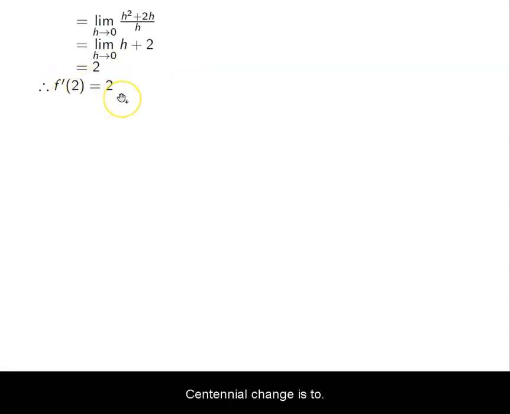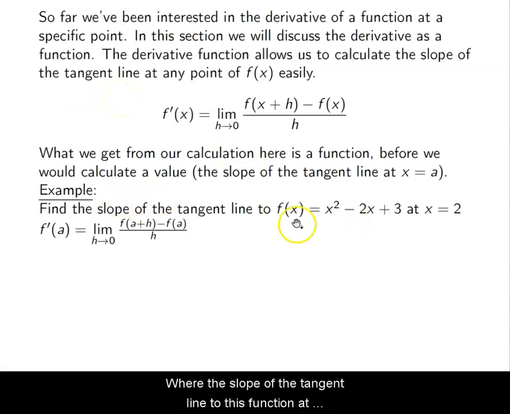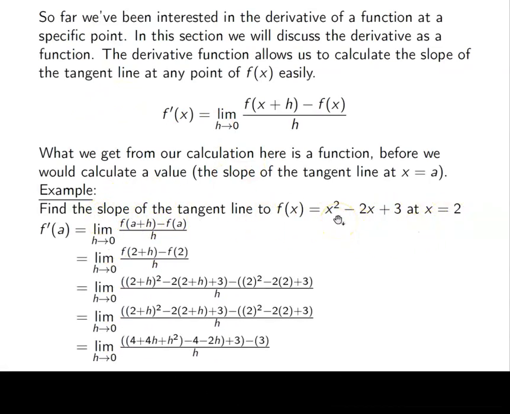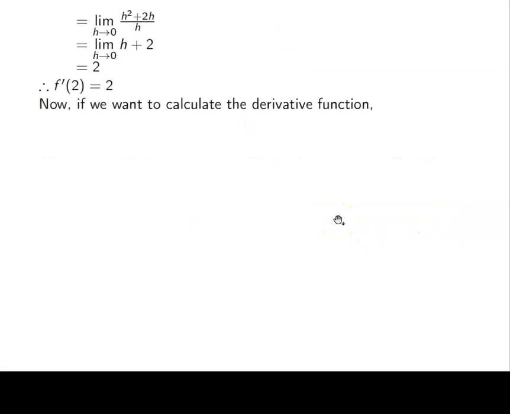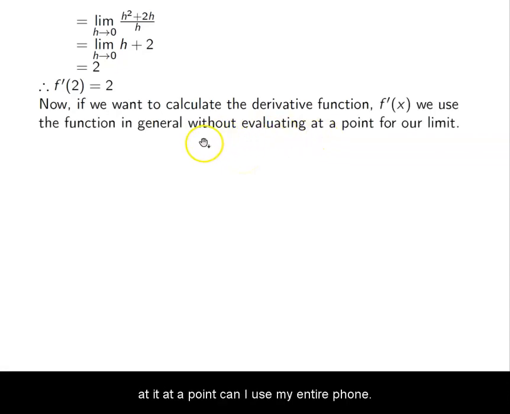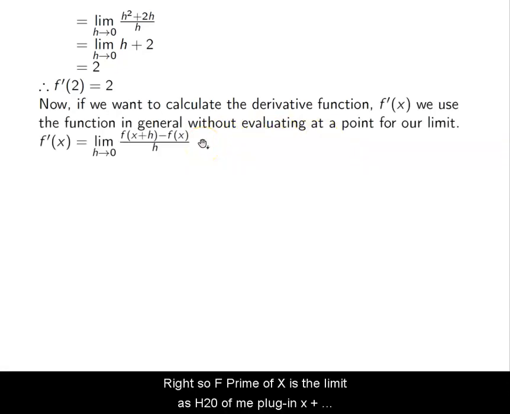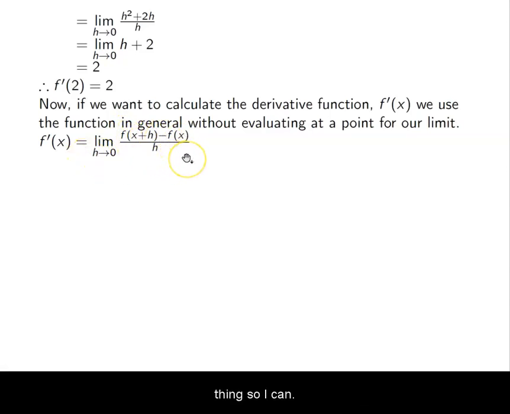The instantaneous rate of change is 2, or the slope of the tangent line to this function at 2 is the slope of 2. Okay. Now, if I want to do this as a function and not just looking at it at a point, I use my entire function, right? So f prime of x is the limit as h goes to 0 of me plugging in x plus h into my function, subtracting my function, dividing that whole thing by h.